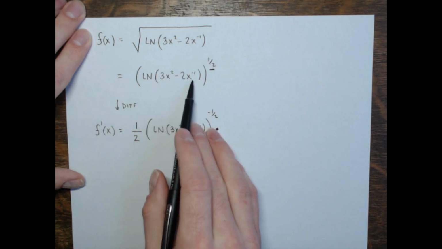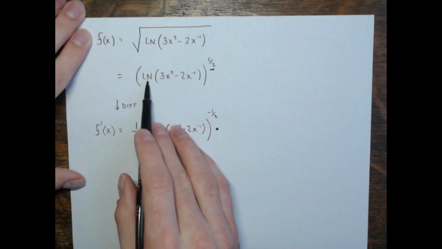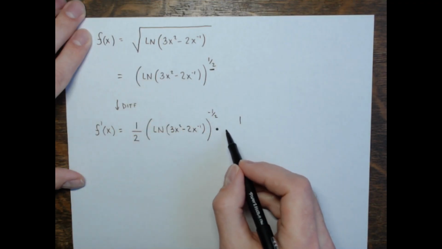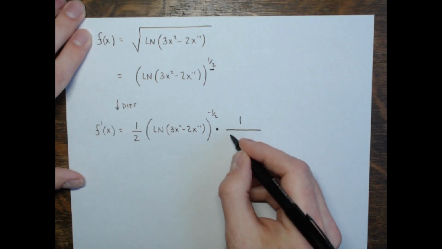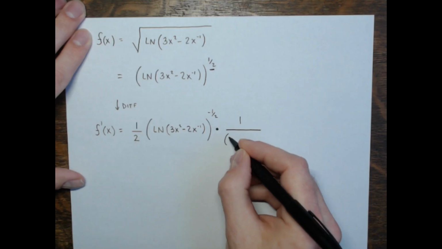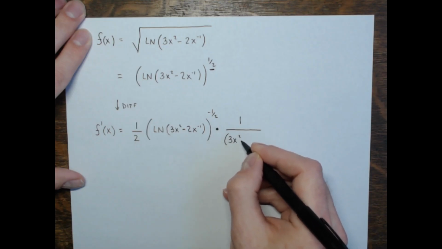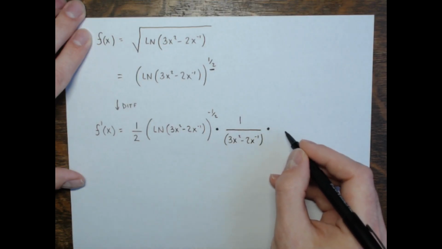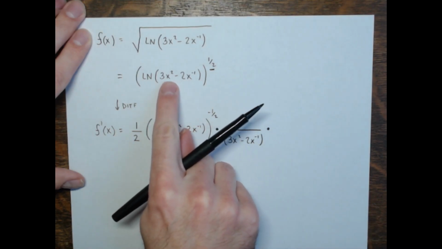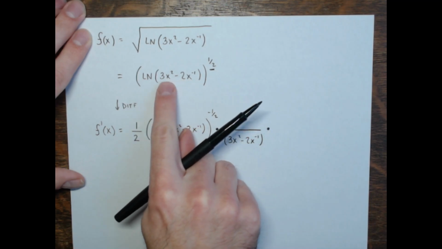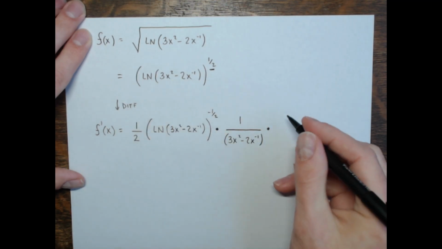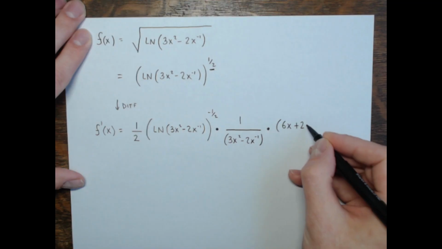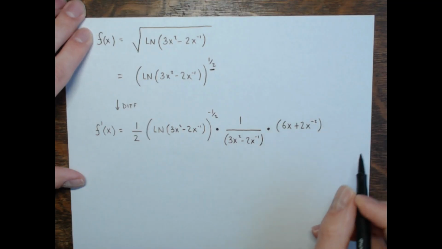Now, the expression inside, remember, the natural log of something. The derivative of the natural log of something is 1 over that thing. So 1 over, or the reciprocal of that thing, however you want to say it, 1 over 3x squared minus 2x to the negative 1. But then after that, so more chain, right, times the derivative of the expression inside that, which would be 6x plus 2 times x to the negative second. Applying the power rule to both those terms. And here we go.